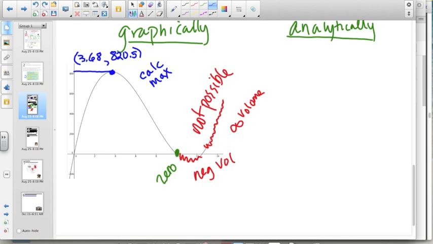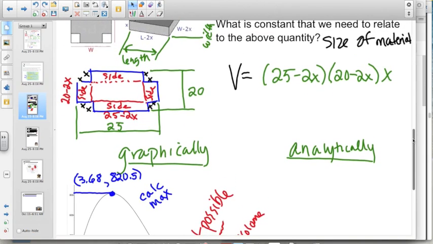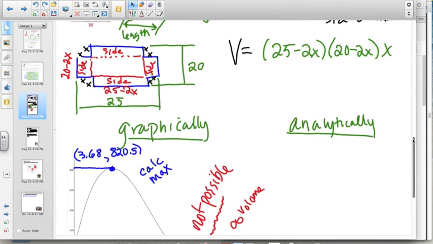How are we doing? So what does this look like analytically? Because what will happen is you'll have these type of problems on the calculator part and the no calculator part. This will be a calculator question. But what is the process to solve this analytically?